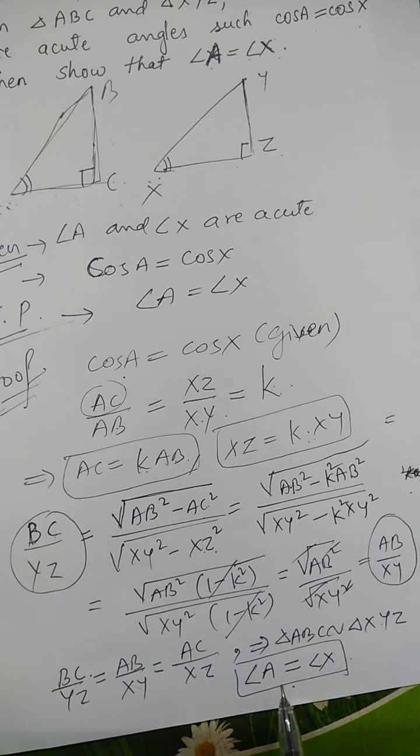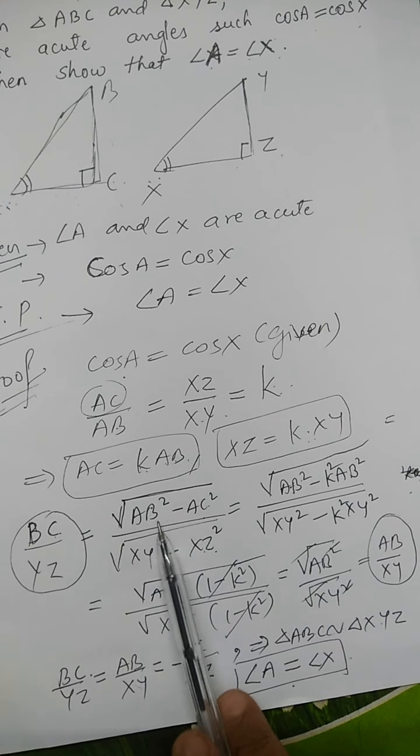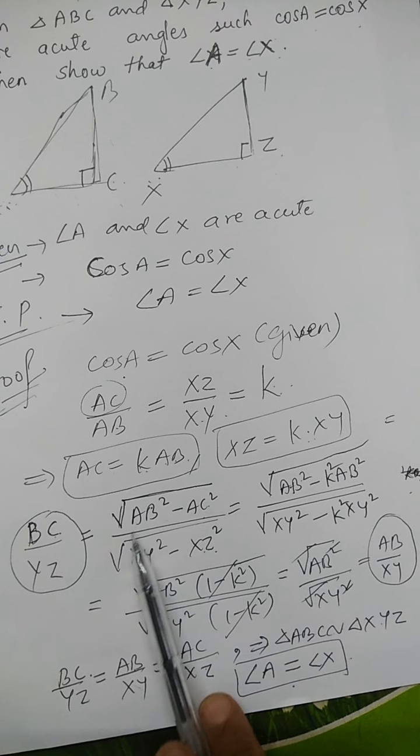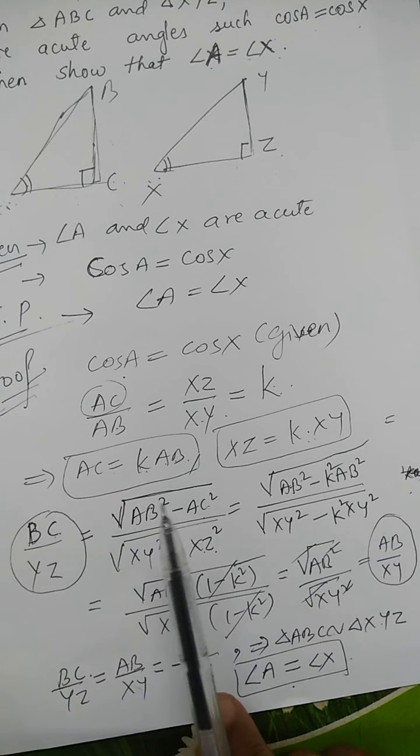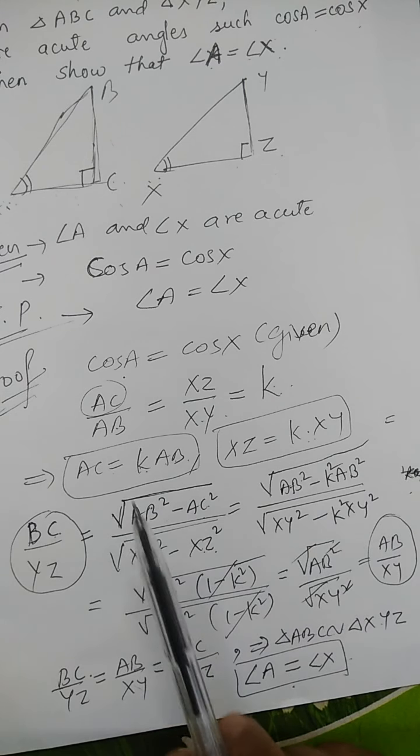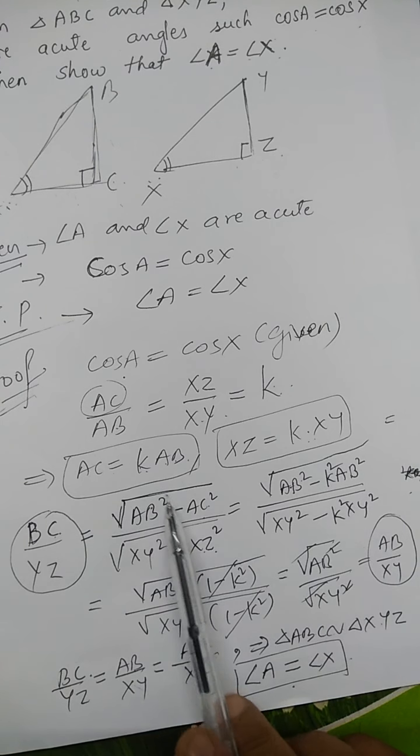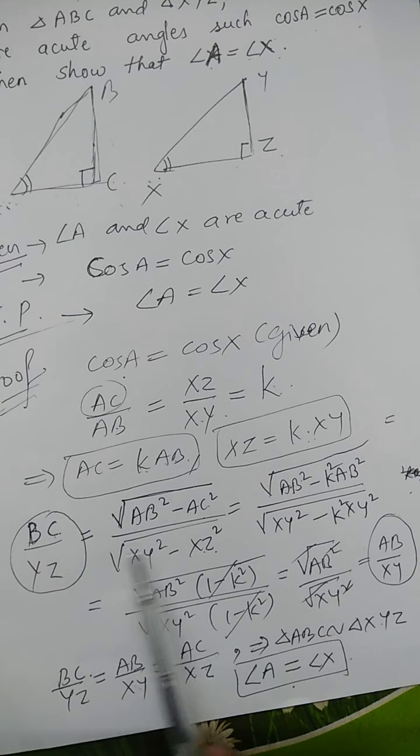So you can understand, I think you understood how to solve these types of problems. The same steps you have to follow in both the problems. Here the Pythagoras theorem, if you can't write directly, solve on the side and write the value of BC by the Pythagoras theorem and YZ by the Pythagoras theorem.